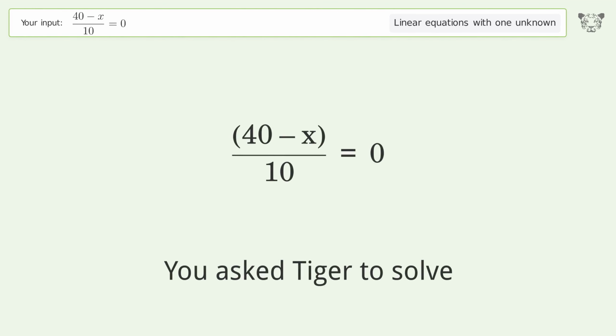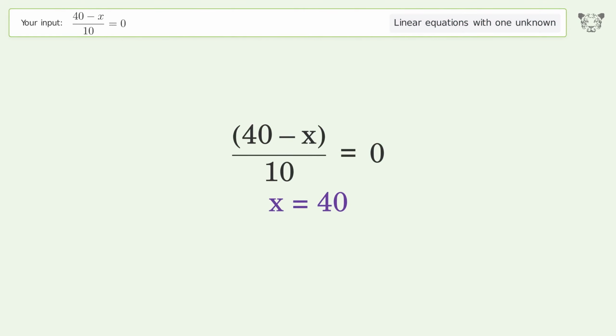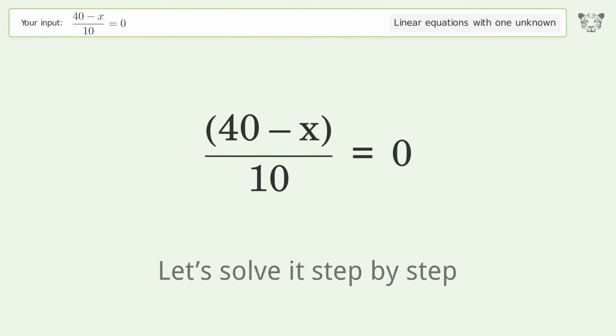You ask Tiger to solve this. This deals with linear equations with one unknown. The final result is x equals 40. Let's solve it step by step.